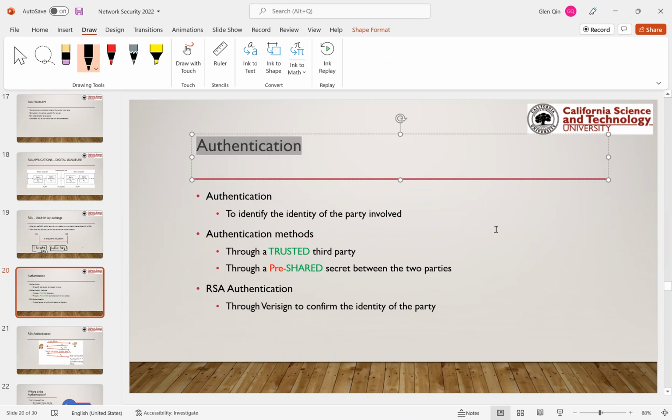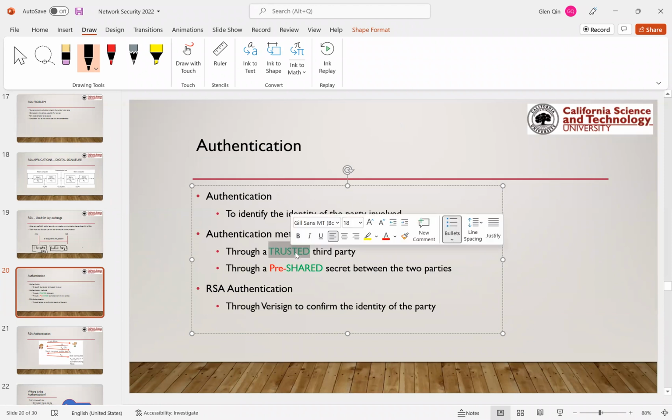I said we have three things for the communication, right? Remember that? Authentication, confidentiality, integrity. So what about authentication? Authentication is basically to identify the identity of the parties involved. How do you do the authentication? Authentication has to be done through a trusted third party.